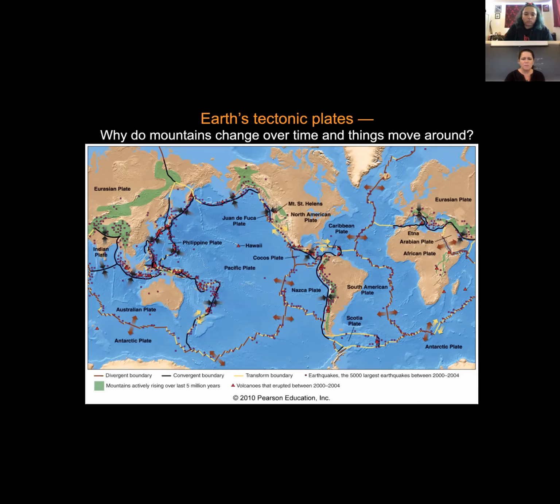So the transform plate boundaries on this map are in yellow. So they do show up here and there, and the most common place you see a transform plate boundary is not like the San Andreas Fault, actually. It's more often found in these little segments on the mid-ocean ridges.